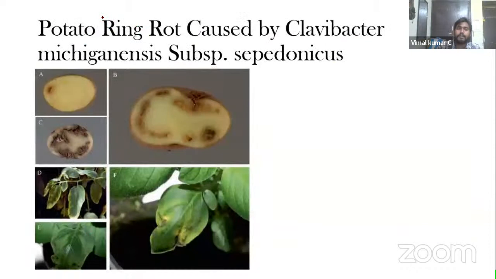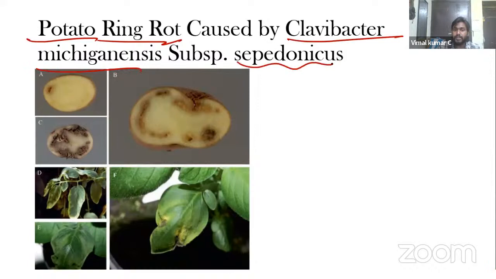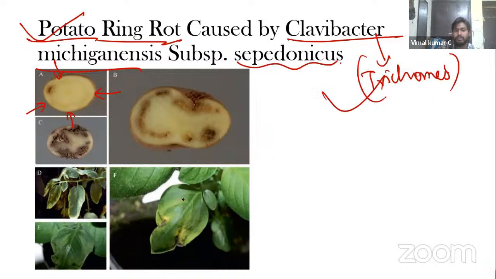Then potato ring rot, caused by Clavibacter michiganensis subspecies sepedonicus, right? There we have seen tomato canker, which is caused by subspecies michiganensis, right? But here the subspecies is sepedonicus. As the name indicates, potato ring rot, if you just cut open the potato, see here, I think you can see the ring, right? Like that, you can see the ring formation when it is infected, right? Then as you know, it enters through the trichomes. Okay. So it plays a major role in entry of the pathogen.